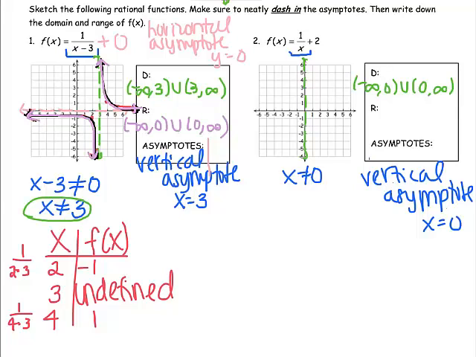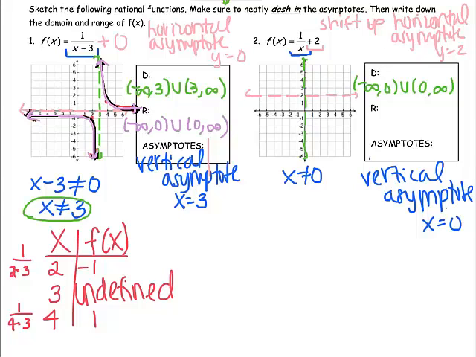Now, if you look on the outside of that fraction, you're going to see this plus 2. That plus 2 is considered a shift up. That's going to affect your horizontal asymptote. That means that your horizontal asymptote is going to be at y equals 2. I'm just going to dash that in right here. y equals 2.